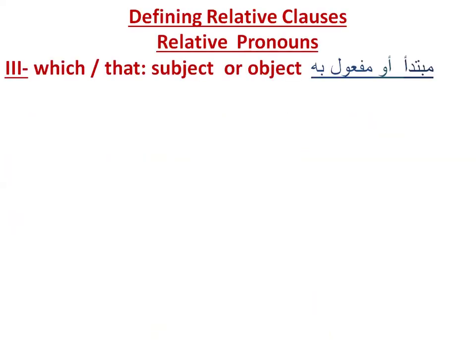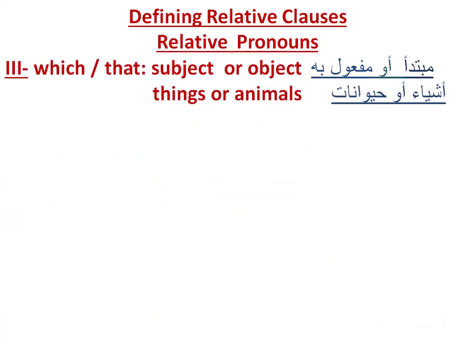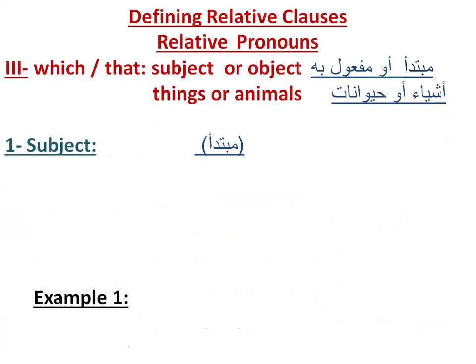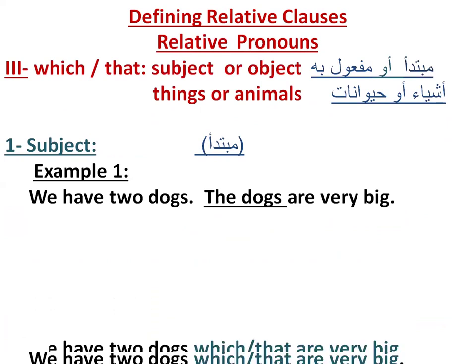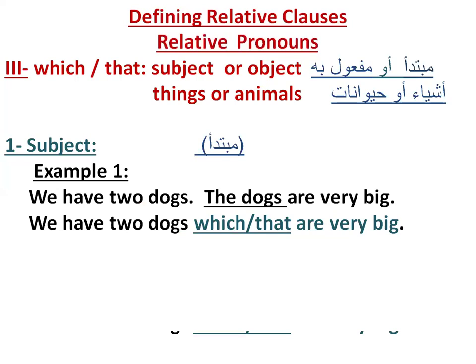Three: which, that. They replace the subject or the object of the sentence and they refer to things or animals. When they replace a subject, example 1: We have 2 dogs. The dogs are very big. The answer: We have 2 dogs, which or that are very big.